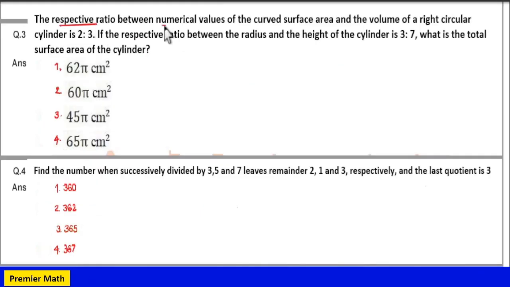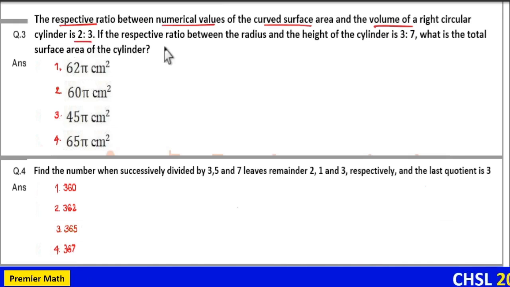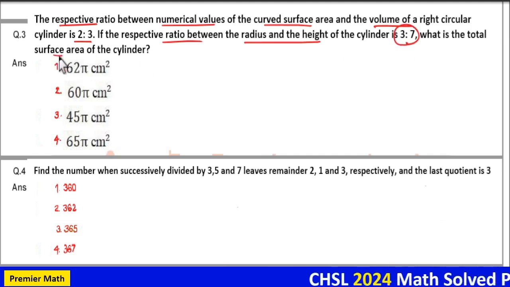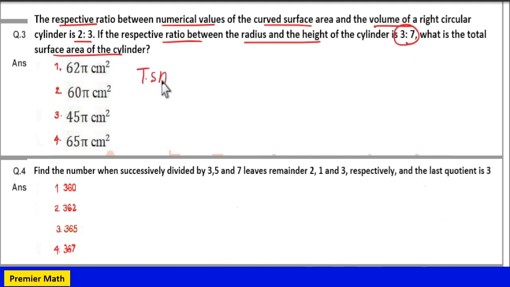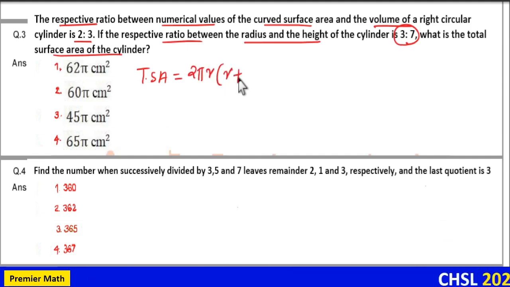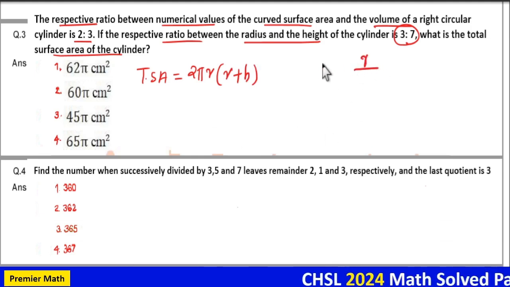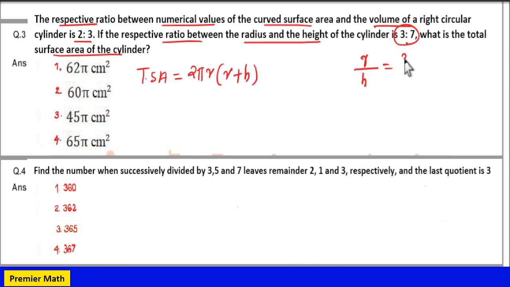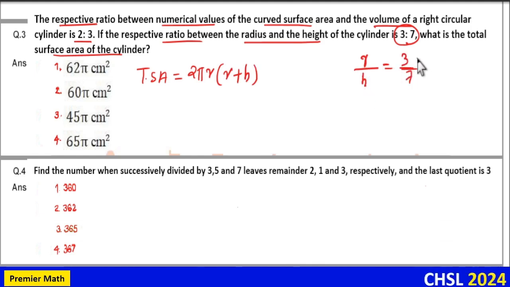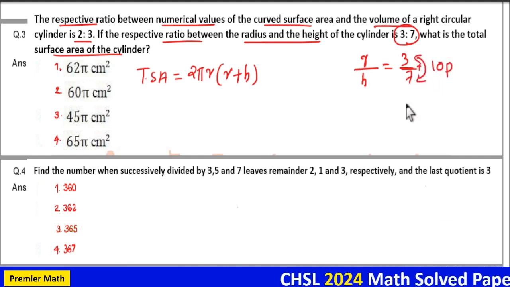The respective ratio between numerical values of curved surface area and volume of the right circular cylinder is 2:3. If the respective ratio between radius and height of the cylinder is 3:7, what is the total surface area of the cylinder? Here total surface area of cylinder is 2 pi r square plus 2 pi rh. So 2 pi r into r plus h. Now here the ratio of radius and height is given as 3:7, which means r plus h is 3 plus 7, 10 parts.